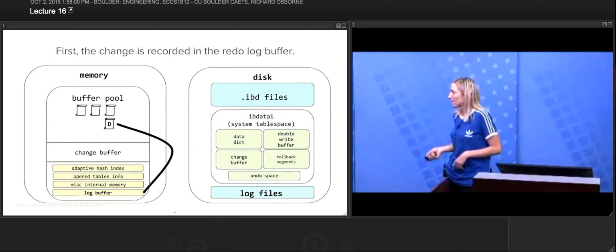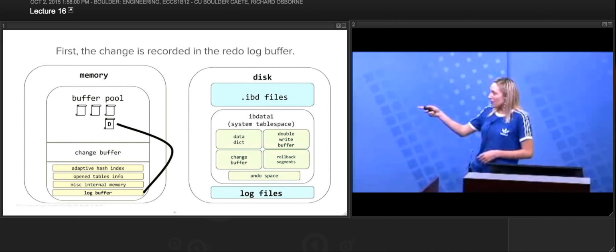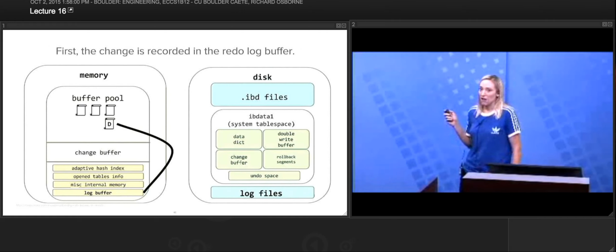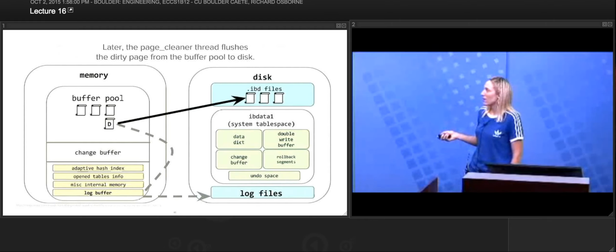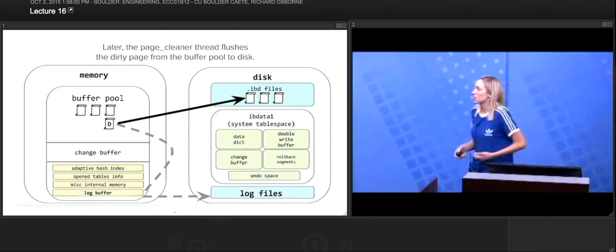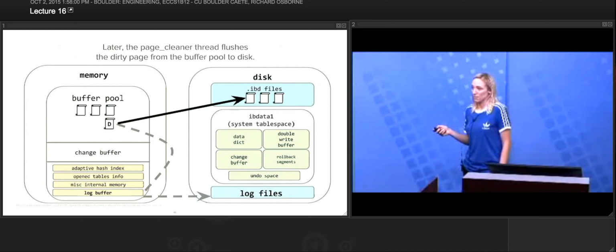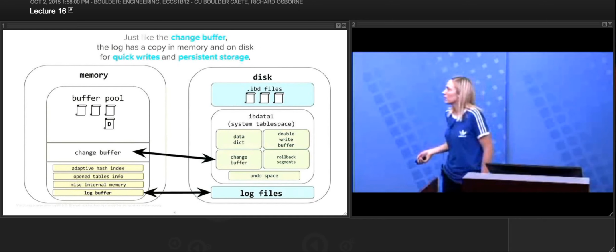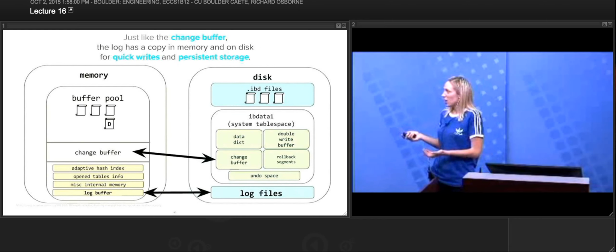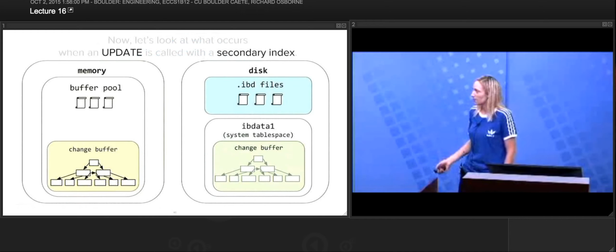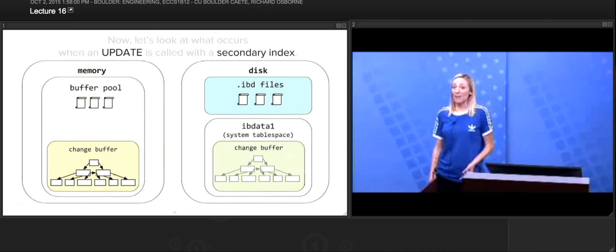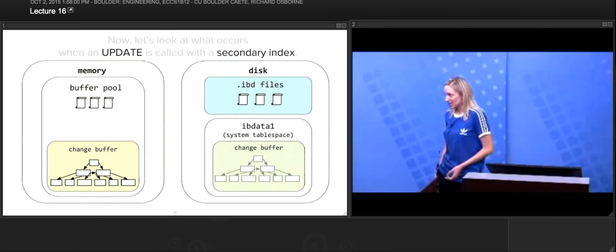changes that you've made. So first, after you change that data and mark it dirty, a record's going to be written in the log buffer. It'll immediately be written to the log file. And then later, a background thread is going to go through and actually take those dirty pages and merge them to disk. Does that make sense? And just like the change buffer, the log has a copy in memory and on disk for quick writes and persistent storage.